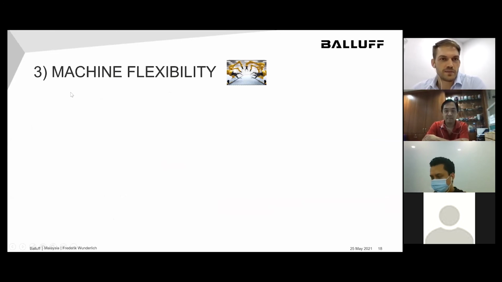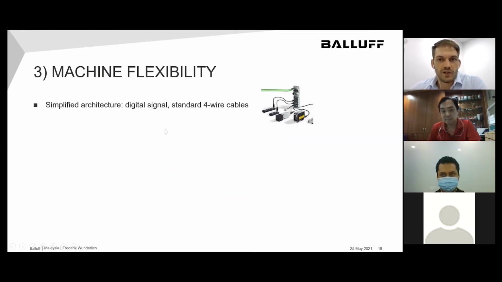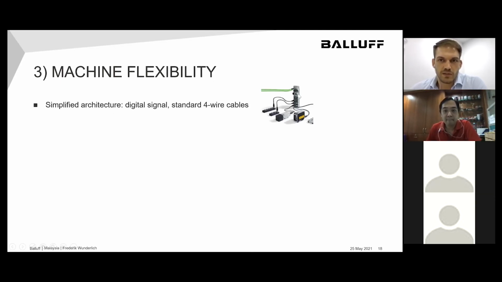Okay, so the last quick topic is machine flexibility. So how does IO-Link support your machine being more flexible? First of all, it's a simplified architecture in general, the IO-Link. Again, you see the master, and it's connected to different kinds of sensors and hubs, always using the same standard 4-wire cable, and it's also using a digital signal. Means you don't need a shielded cable. You will not have interference with any parameters close by, but it's a stable connection.